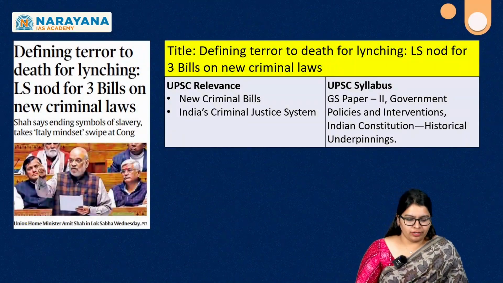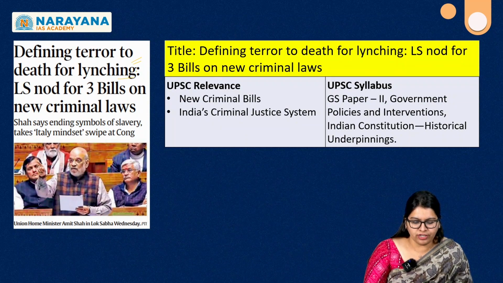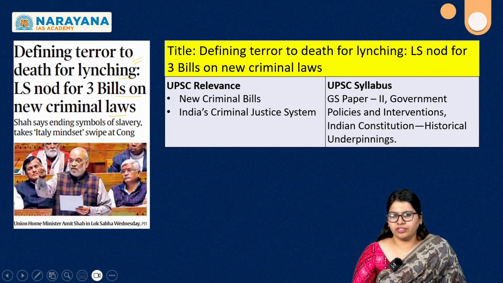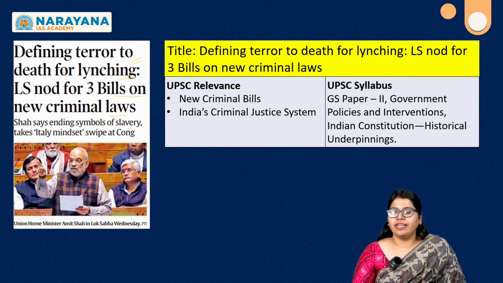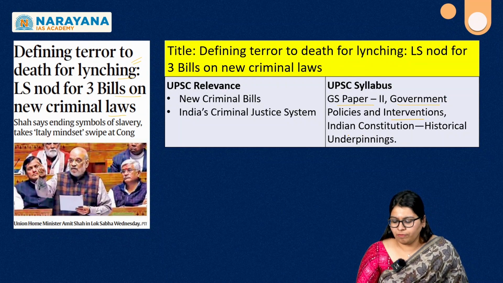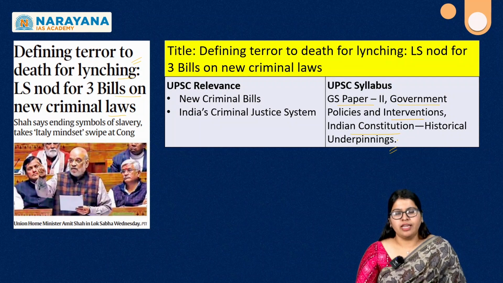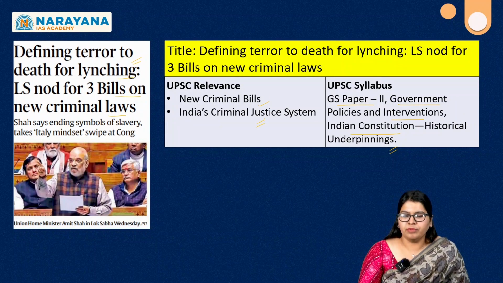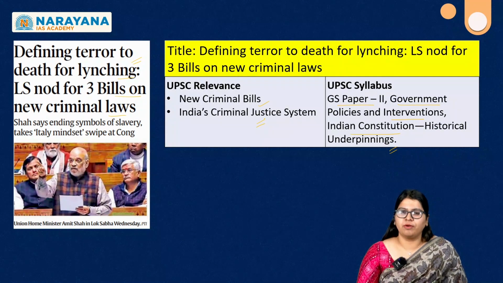The first news for today will be defining terror to death for lynching, Lok Sabha nod for three bills on new criminal laws. So in this particular discussion, we will be talking about the recent passage of the three criminal law bills in the Lok Sabha that aspires to overhaul the Indian criminal justice system. So this particular news is relevant from GS paper 2, government policies and interventions, and also Indian constitution historical underpinnings. And we will take up the new criminal bills, the laws that this particular bill has repealed, the new provisions, as well as the Indian criminal justice system and what is the need for reforming the same.